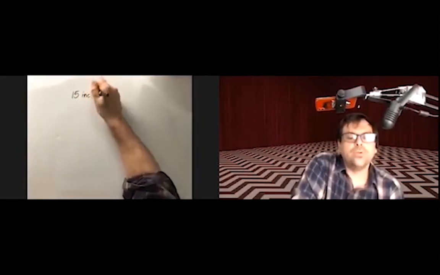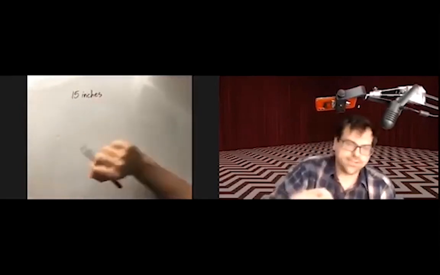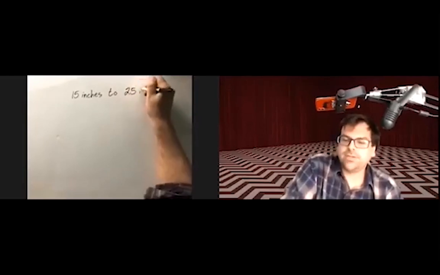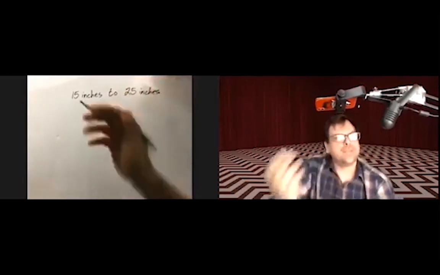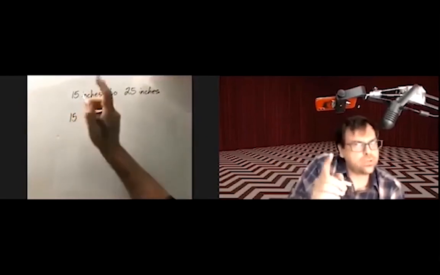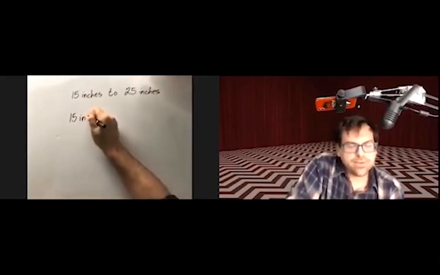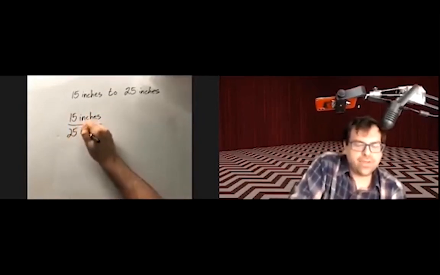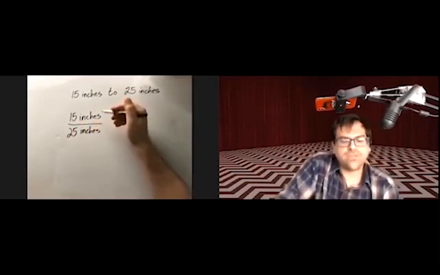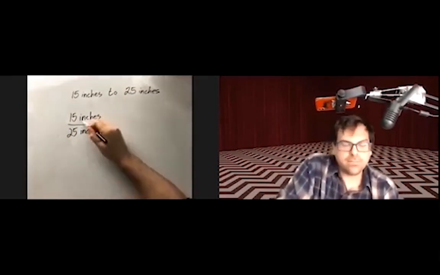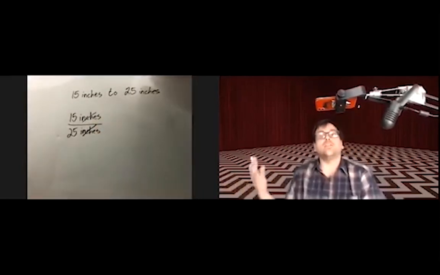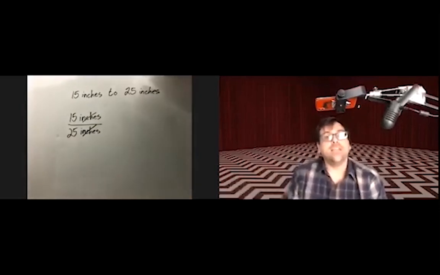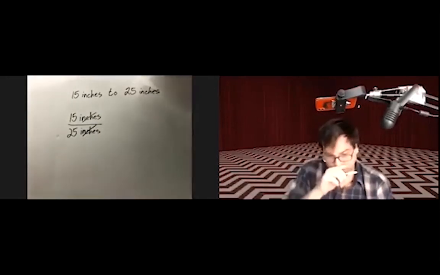This time I'm going to include some units. 15 inches to 25 inches. Let's write it as a fraction. Include your units. 15 inches to 25 inches. And notice we have inches on the top, inches on the bottom. Those are going to cancel away and the units are gone. A ratio will not have units because the units will always cancel.